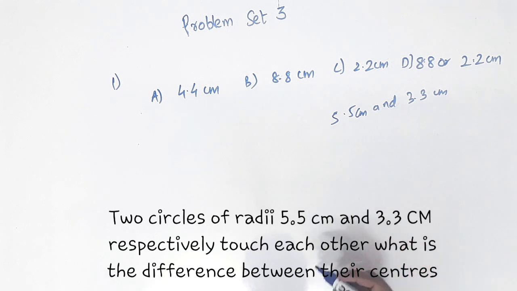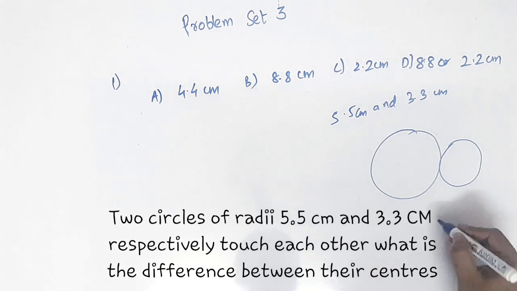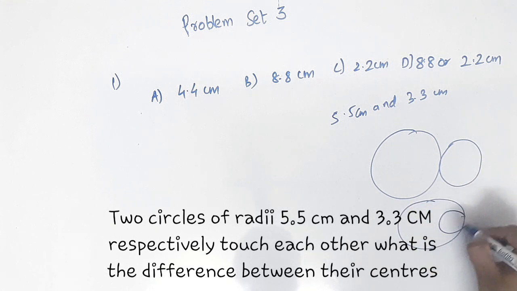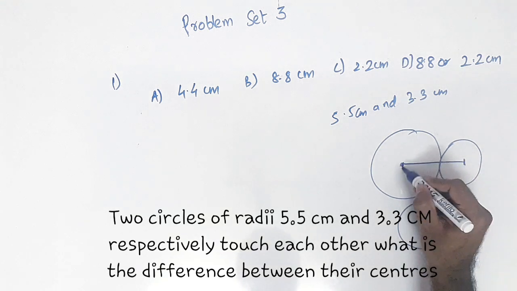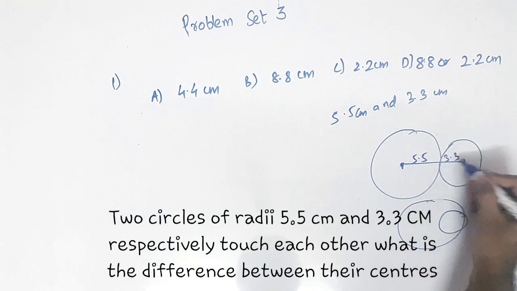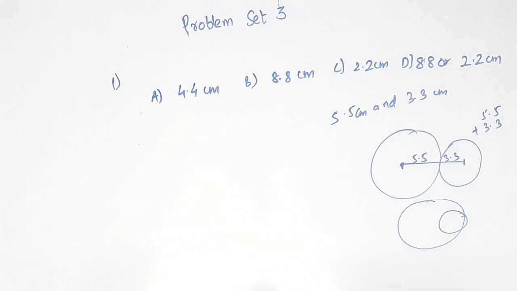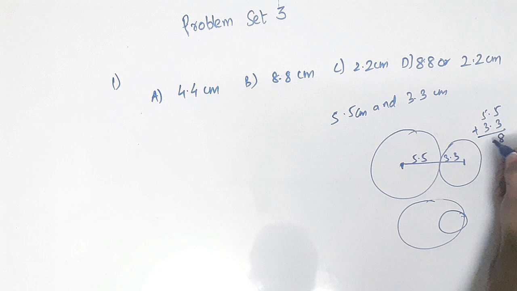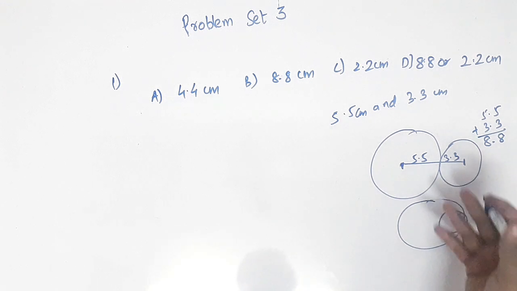Okay, so there are two possibilities. Either the circles will touch externally or they will touch internally. When the circles are touching externally, the distance between their centers will be 5.5 plus 3.3, which comes to 8.8. Now here the question has not given whether the circles are touching internally or externally. So we will have to take both.